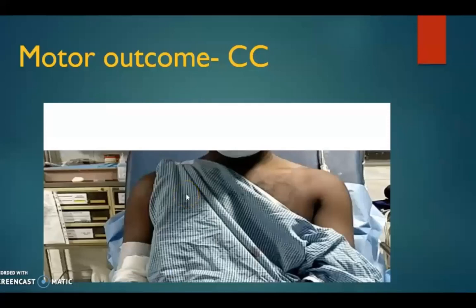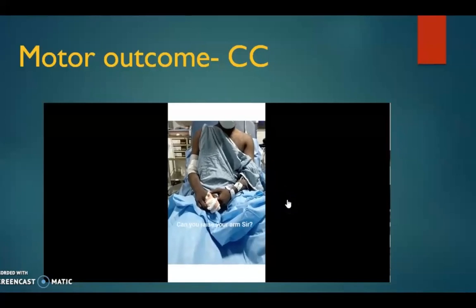Following is the video of the motor assessment of the patient in whom we had given a costoclavicular block with 20 ml of a mixture of local anesthetic. This patient was unable to abduct his arm.